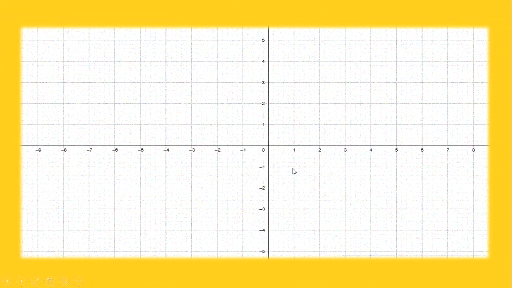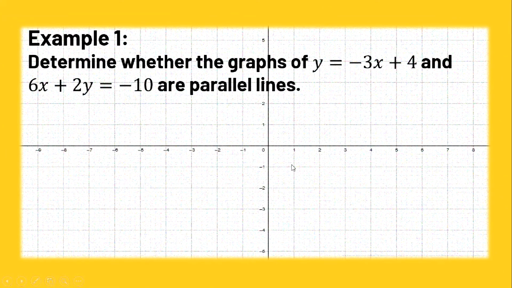Let's have some examples. First, determine whether the graphs of y equals negative 3x plus 4 and 6x plus 2y equals negative 10 are parallel lines. So, kanina nabanggit natin na basta parallel lines, equal yung slope nila. Ibig sabihin, kapag na-proof natin na same ang slope ng dalawang equations na to, parallel lines sila. First, let's have y equals negative 3x plus 4.